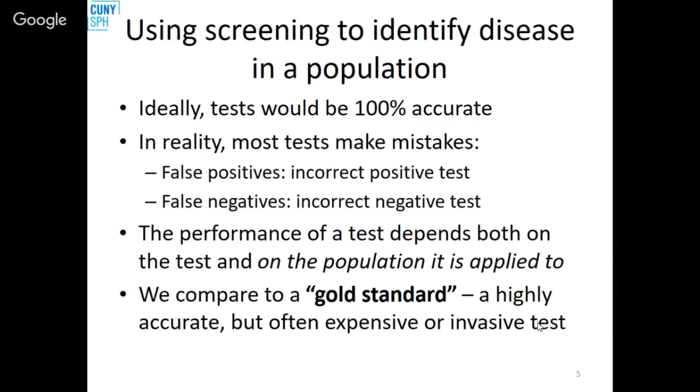Yes? Like with HIV, you did the rapid test, right? And then you always have to go for confirmatory. Yeah, so that is an example. With HIV, there's a rapid test, which is fast, convenient, but it's not the gold standard for accuracy. The gold standard for accuracy takes longer, it costs more.